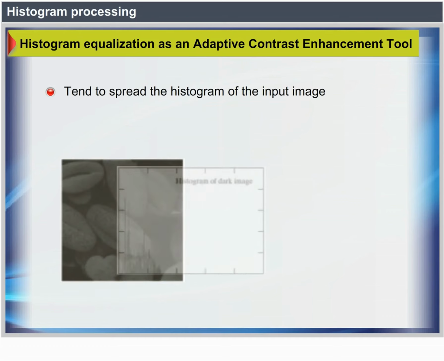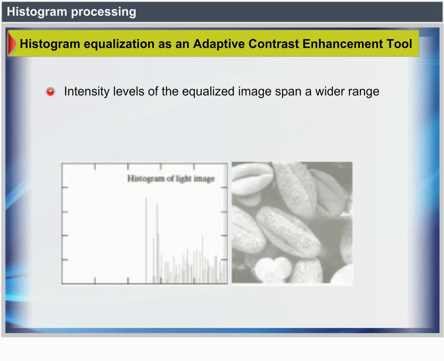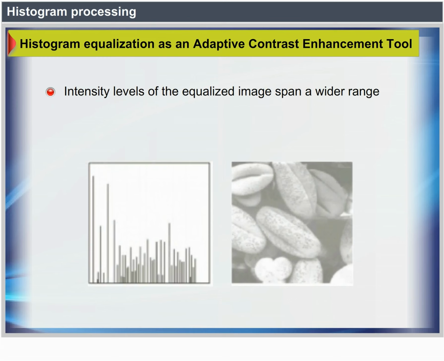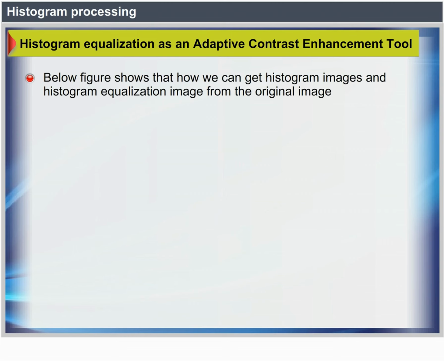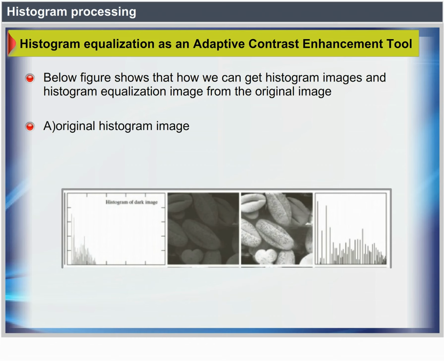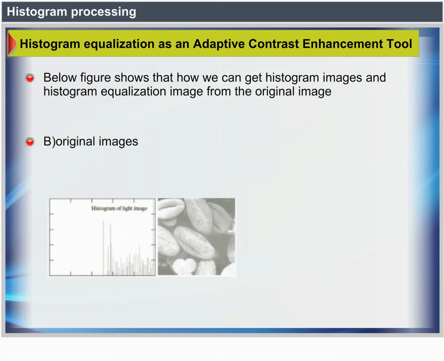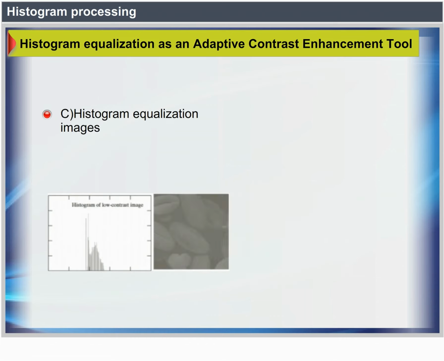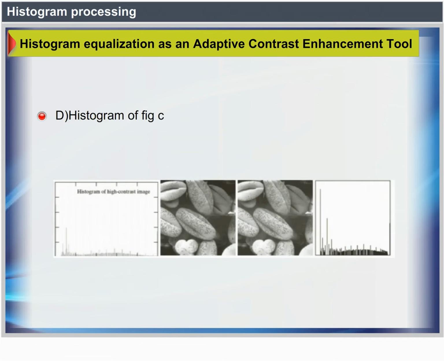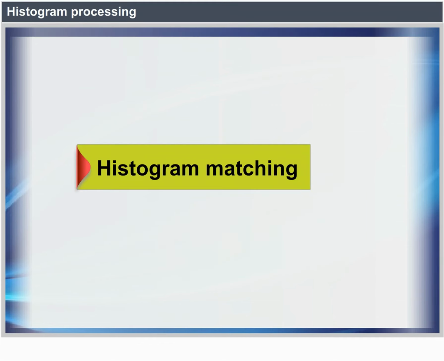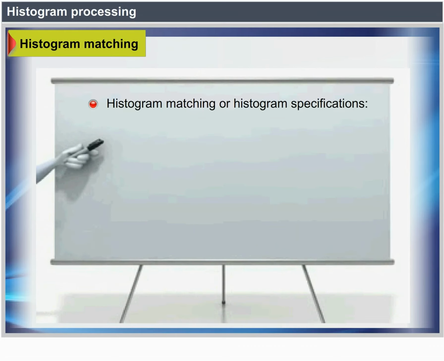Histogram matching. Histogram matching or histogram specification. r and z are continuous intensities, random variables. pr(r) and pz(z) correspond to PDFs. ps(z) is a specified PDF. We already know that the dynamic range of the image equals 0 to L-1. The histogram matching equations are as shown on screen.